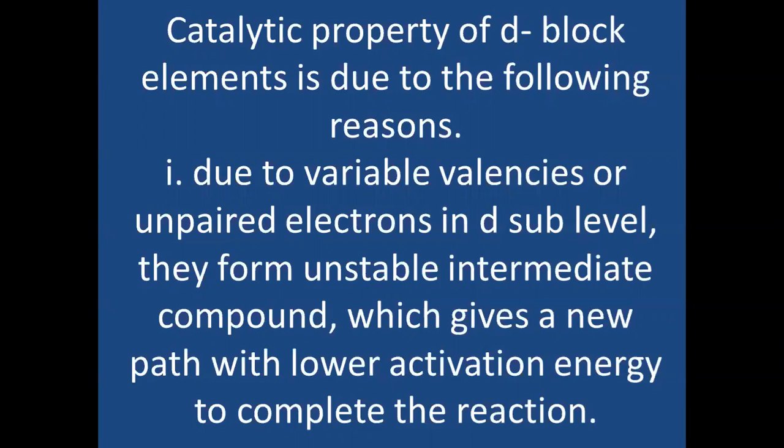Nearly all d block elements exhibit more than one valency in their different compounds. For example, just now I told you ferrous and ferric. Ferrous is in +2 form, ferric is in +3 form. Iron exhibits both valencies, but in different compounds: ferrous sulfate Fe2+, ferric chloride Fe3+. This is called variable valencies. This is one of the reasons. Or it is also called unpaired electrons present in the d sublevel.